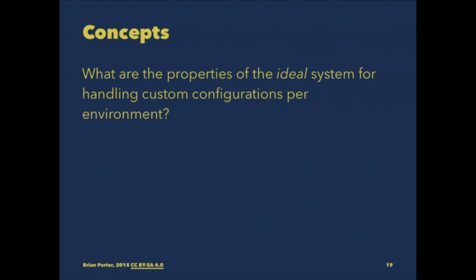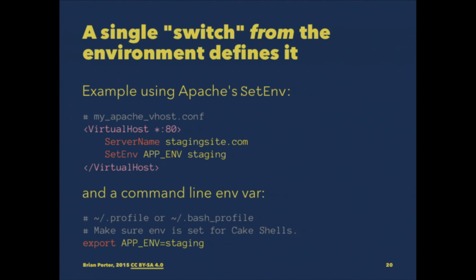So let's switch gears for a second and talk about what an ideal system would need to look like in order to solve as many of these problems as possible. First, we want to isolate the detection of the environment into a single switch. We don't want to have if statements scattered all over the code that are checking the same basic idea. That needs to happen once, so that if the mechanism that needs to be used in order to detect what environment you're in changes, you only need to change it in that one spot in the code.